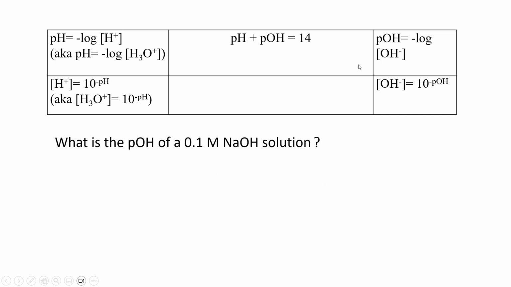So now we're on the pOH side of things, and it's giving us a concentration of hydroxide ions, and it's asking for the pOH. So in our calculator, we're going to do negative log of 0.1, and our pOH, when we do that in our calculator, is going to be 1.